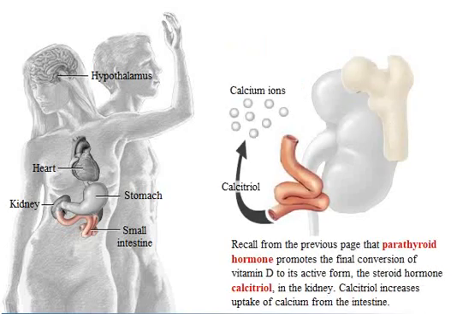Recall from the previous page that parathyroid hormone promotes the final conversion of vitamin D to its active form, the steroid hormone calcitriol, in the kidney. Calcitriol increases uptake of calcium from the intestine.